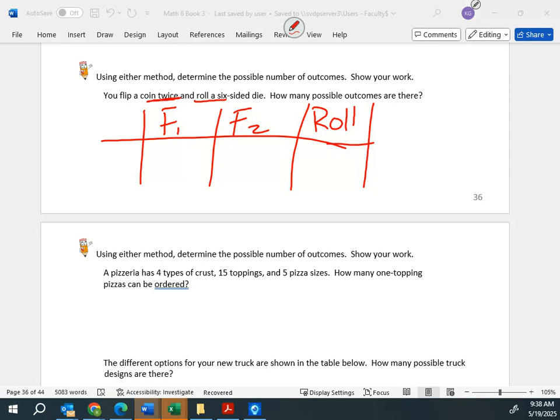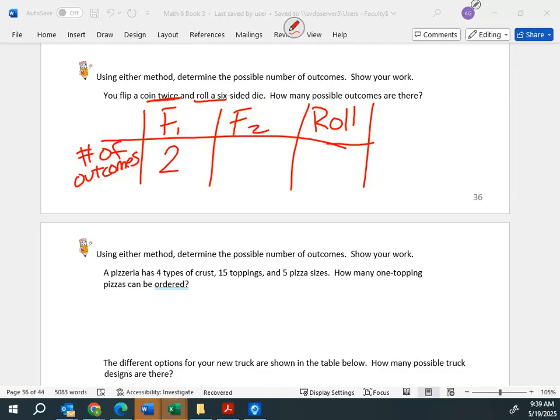So remember, on the side here is number of outcomes. So I look at flip 1, how many outcomes do I have for flip 1? Aaron. If I flip a coin, how many possible outcomes could there be? 2, heads or tails.